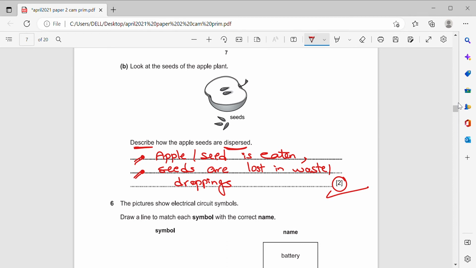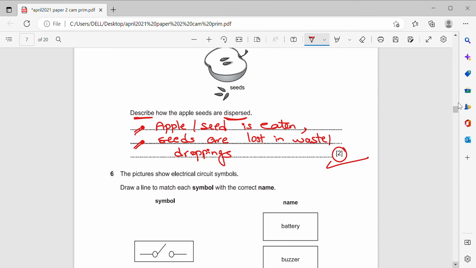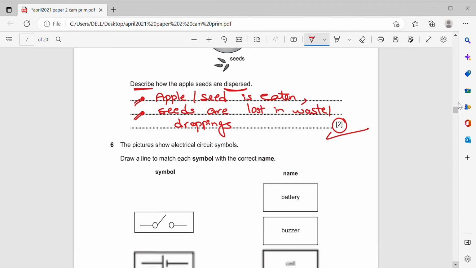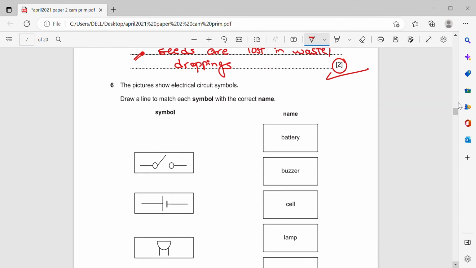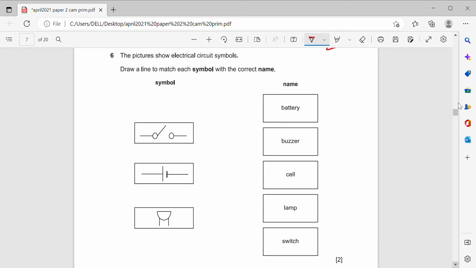Question number 6. The pictures show electrical circuit symbols. Draw a line to match each symbol with the correct name. Again, electric circuits is a very important, guaranteed and very easy question. The first symbol here is the switch. The second symbol here is the cell.